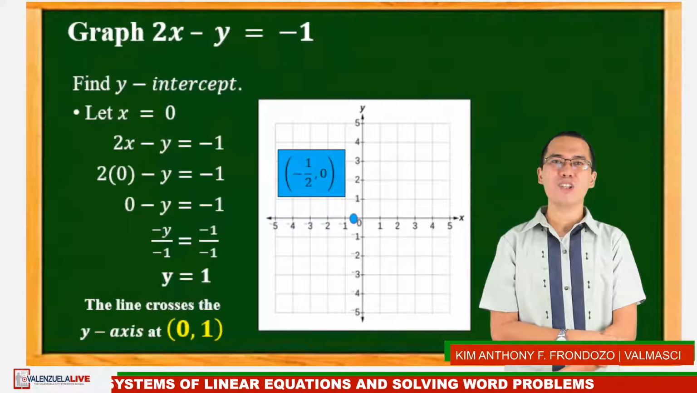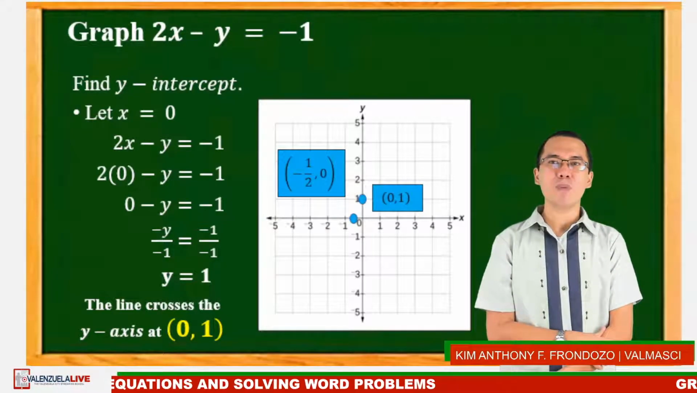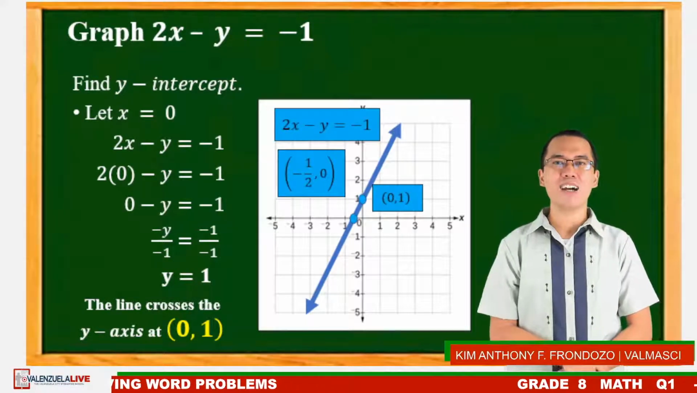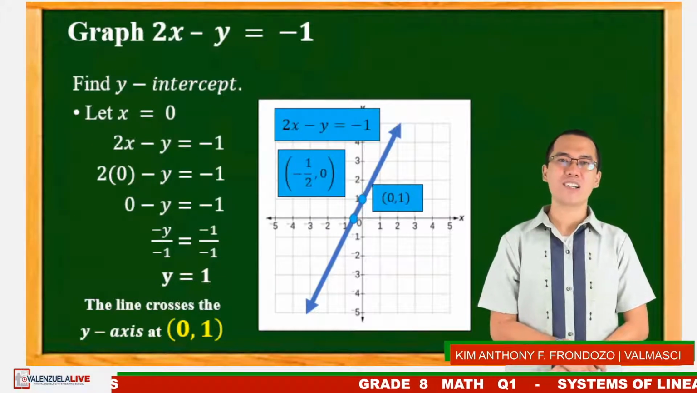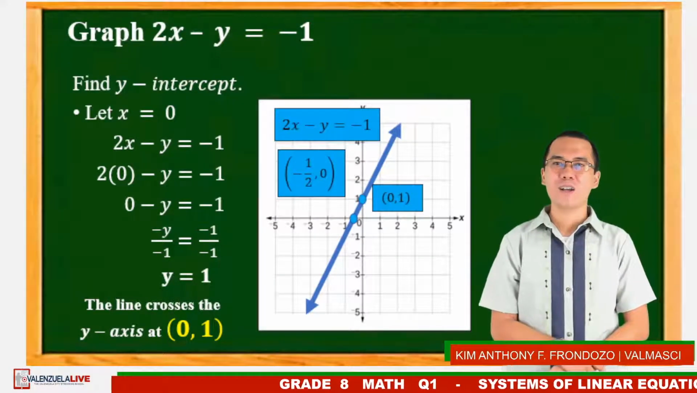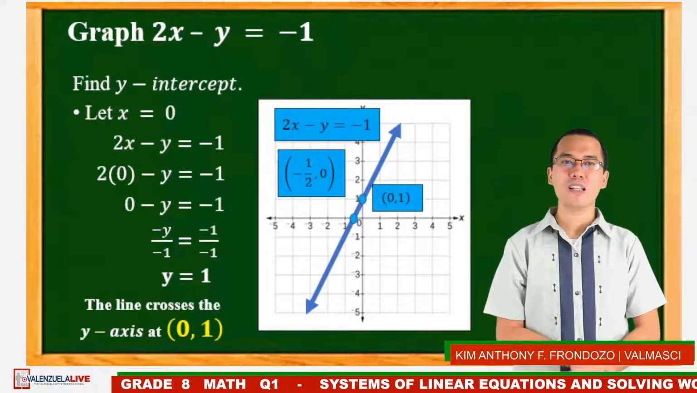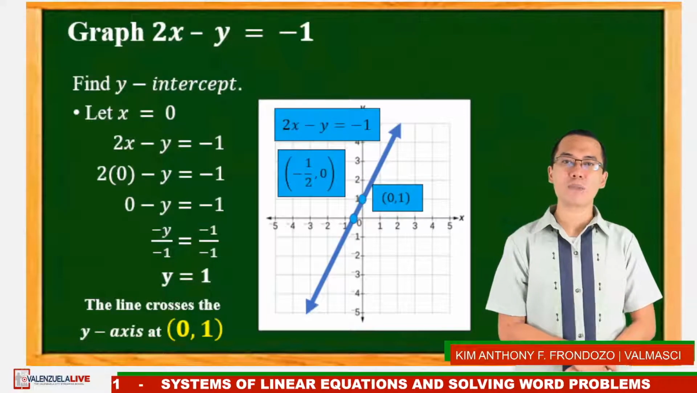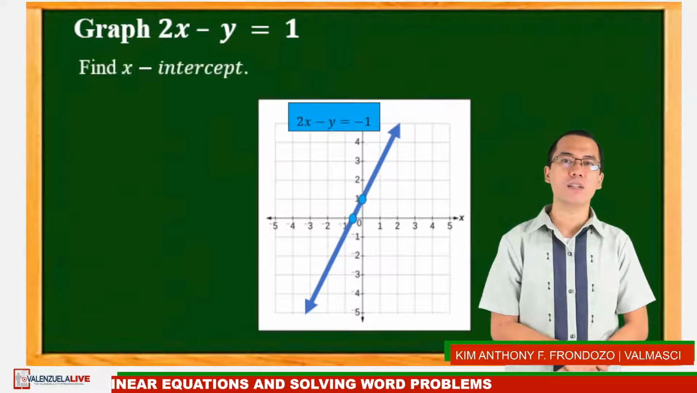So we'll plot the other point on the Cartesian plane, then connect the 2 points. We'll form a straight line. And we'll name the line 2x minus y equals negative 1. So that is the graph of the first equation. For the second equation, we'll do the same steps as in graphing the first equation. So we will graph 2x minus y equals 1 on the same Cartesian plane.